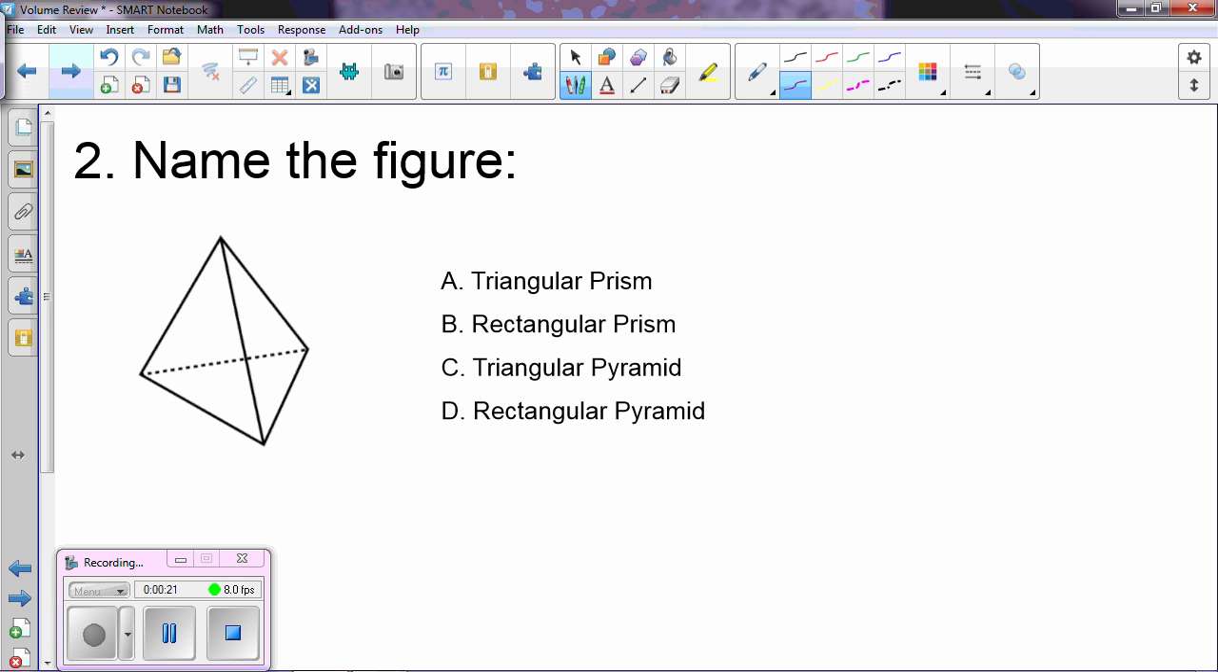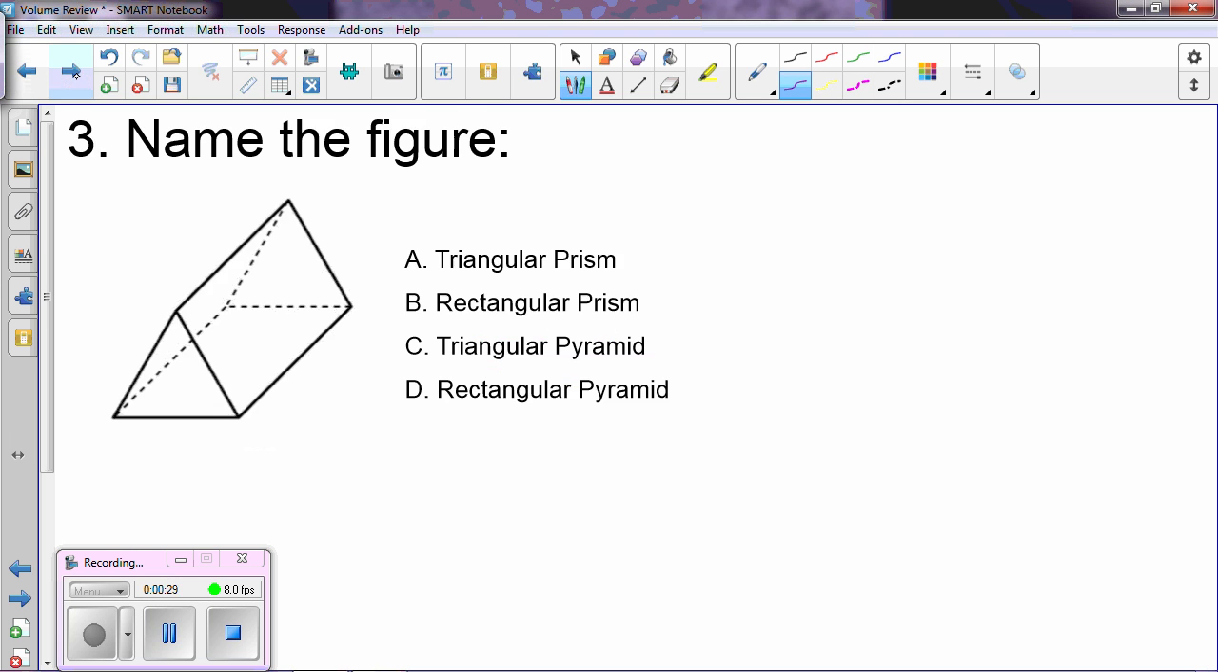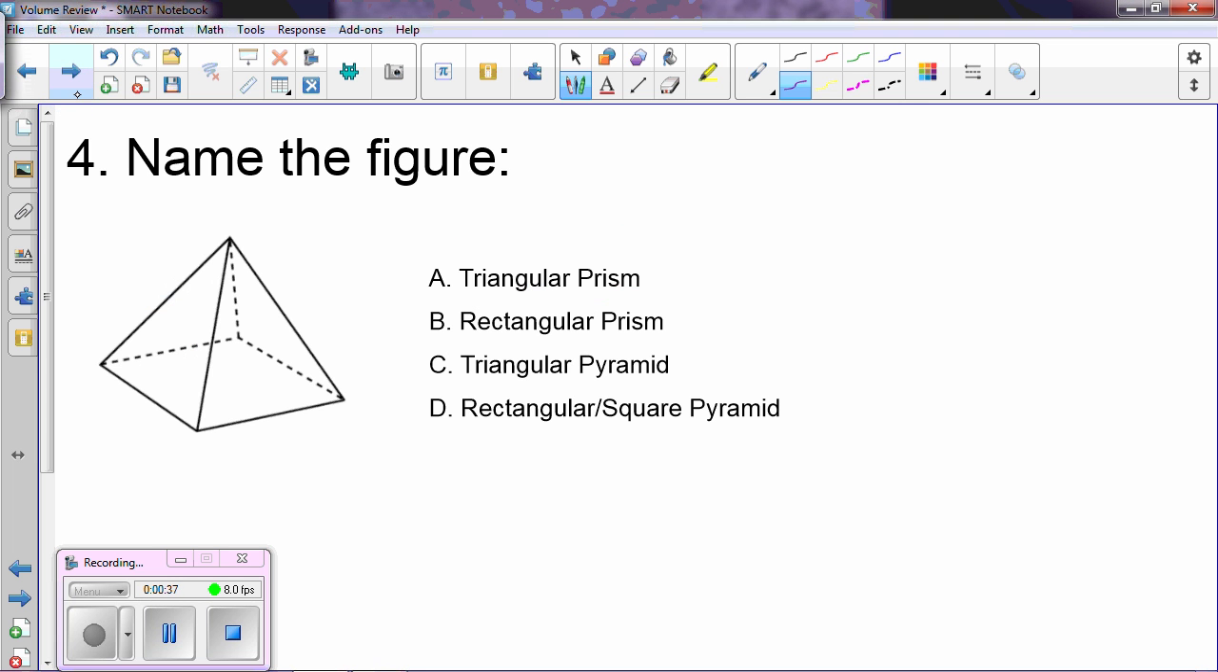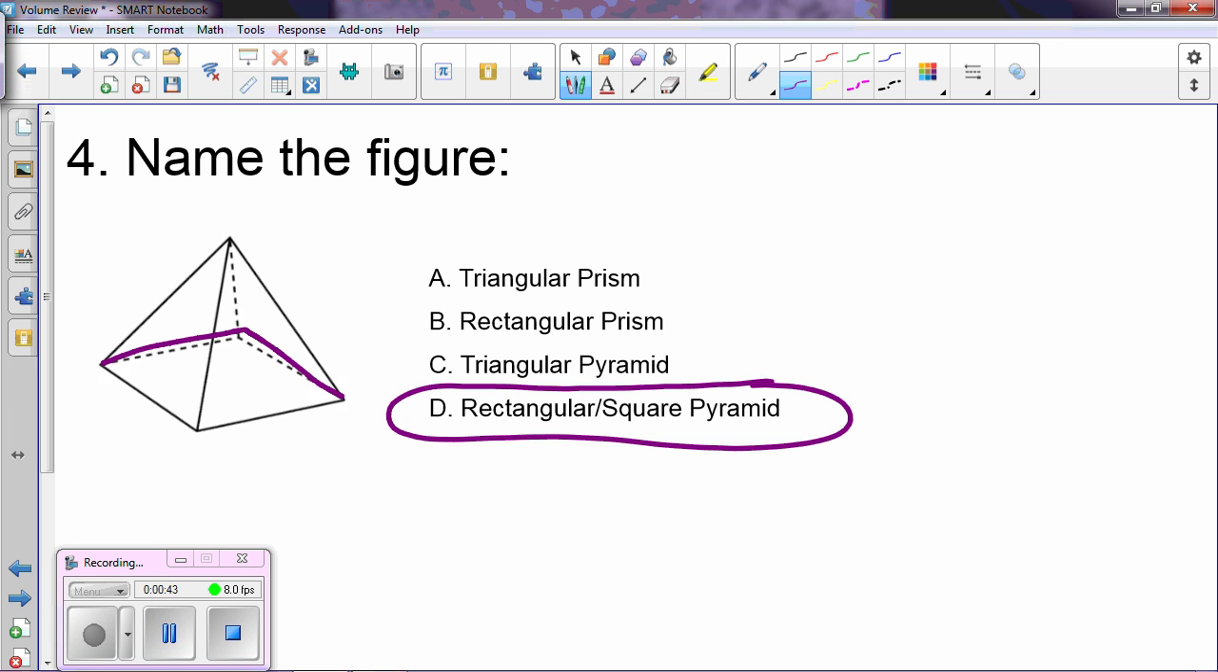Second one, we have a triangular pyramid. My base is a triangle. Third one, triangular prism. Base is a triangle. And the fourth shape is our rectangular or square pyramid, which has a square or rectangular base. You need to know these shapes.